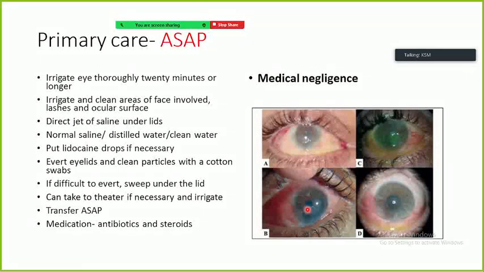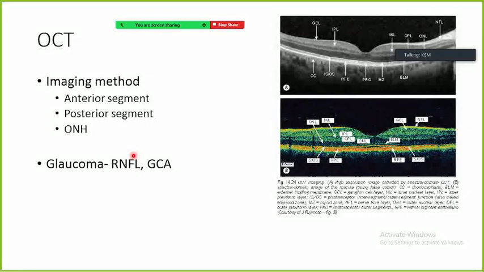So that's for the doctors. Make sure you irrigate the eye thoroughly for 20 minutes or longer, or if you have litmus paper, until the pH is neutral. Make sure you wash underneath the eyelids, because sometimes these particles can be lodged inside. Use a direct jet of saline, wash it clear, put an anesthetic drop if necessary, because it might make the patient comfortable, and transfer as soon as possible. And you have to give steroids for a long period.